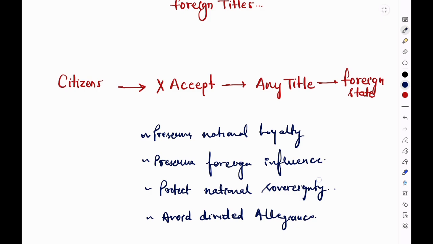For example, some of the prohibited titles are knighthood titles, noble titles granted by monarchies, hereditary distinctions, or any distinctions creating special social status.